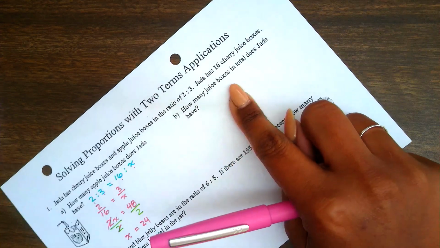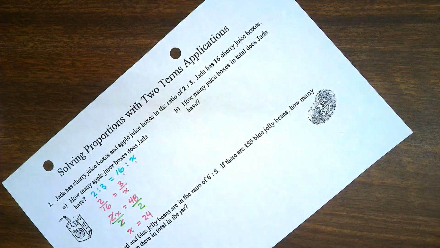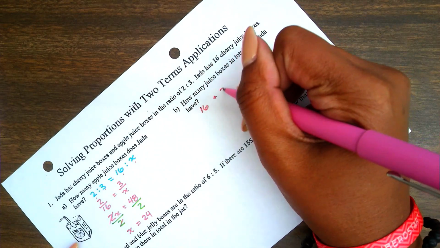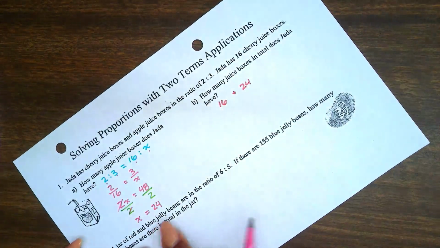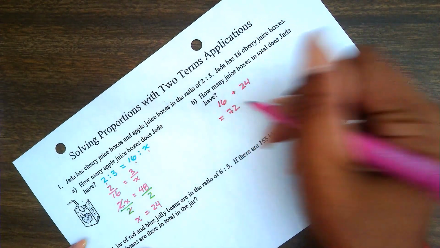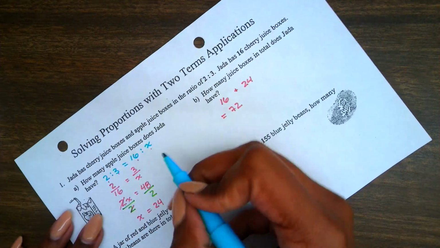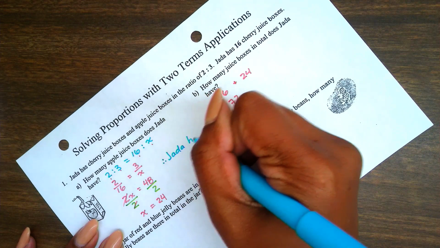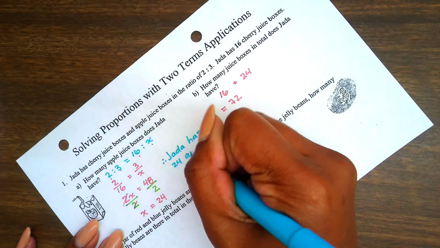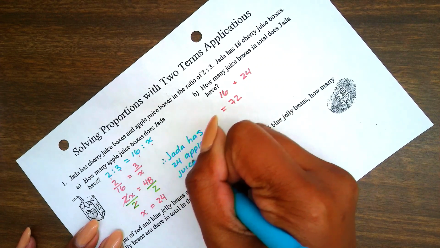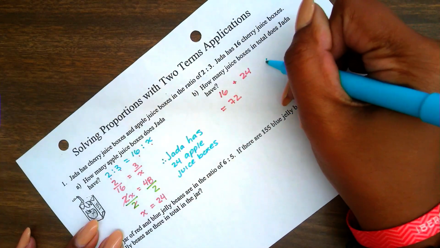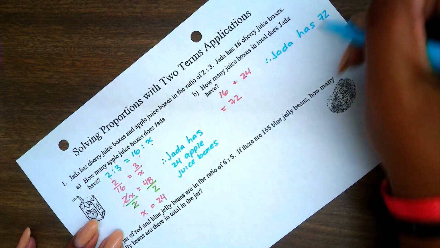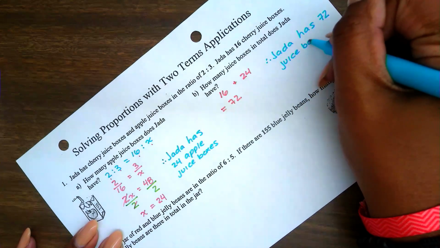So how many juice boxes in total does Jada have? Well, we know Jada has 16 cherry juice boxes, plus the 24 apple juice boxes that we just figured out she has, equals 72. So we do need our therefore statement. So here we would say, therefore, Jada has 24 apple juice boxes. And here we will say, therefore, Jada has 72 juice boxes in total.